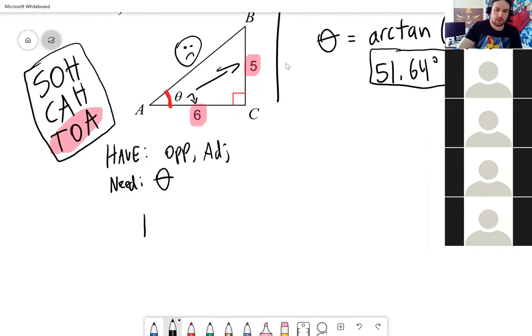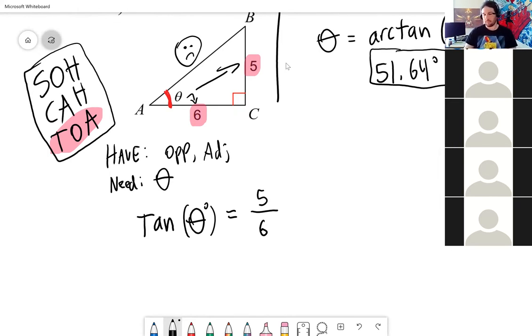We know that tangent of theta is equal to opposite over adjacent, 5 over 6. Now, tangent is totally allowed to be bigger than 1, because tangent is opposite over adjacent, and there are no rules as to what proportions the opposite and adjacent sides have to have. Tangent can be anything, anything positive.